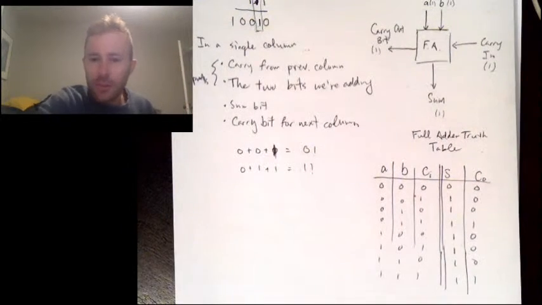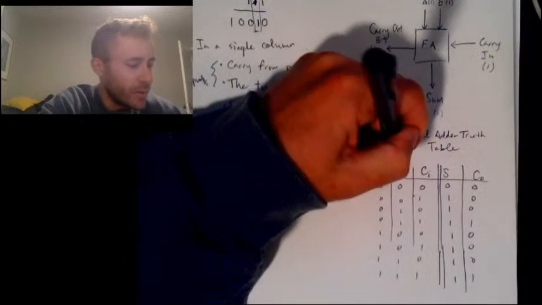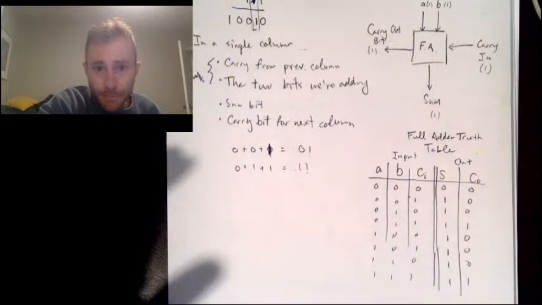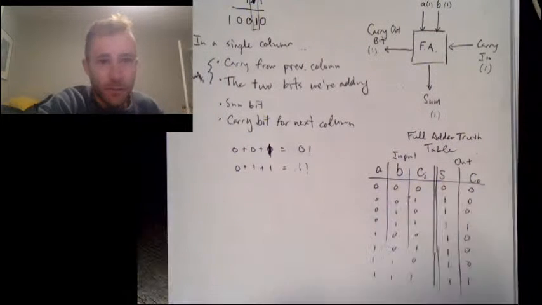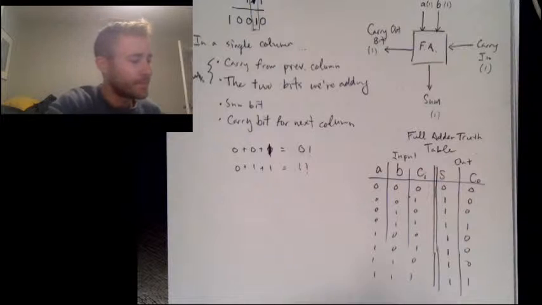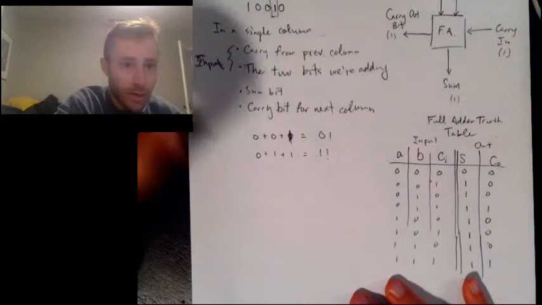Okay, so this is the truth table for a full adder. These are the inputs and these are the outputs. It is possible to make a full adder out of logic gates, so I will show you how to do that. Let me show you what a full adder looks like.